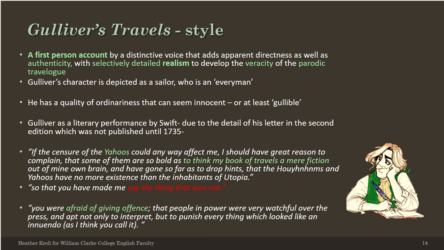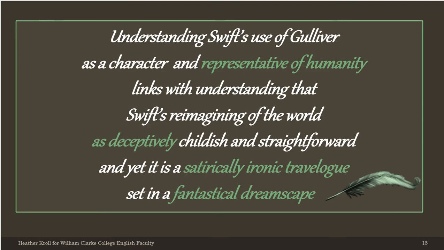Quote, "You were afraid of giving offence, that people in power were very watchful over the press, and apt not only to interpret, but to punish everything that looked like an innuendo, as I think that you would call it." So again, it's this literary performance. He's critiquing quite directly the people who have taken offence at his writings in this novel. Remember that the second edition is 9 years after the first, so he's having a further dig at them. It's pretty hard not to have a dig at the people who are offended by Gulliver's Travels.